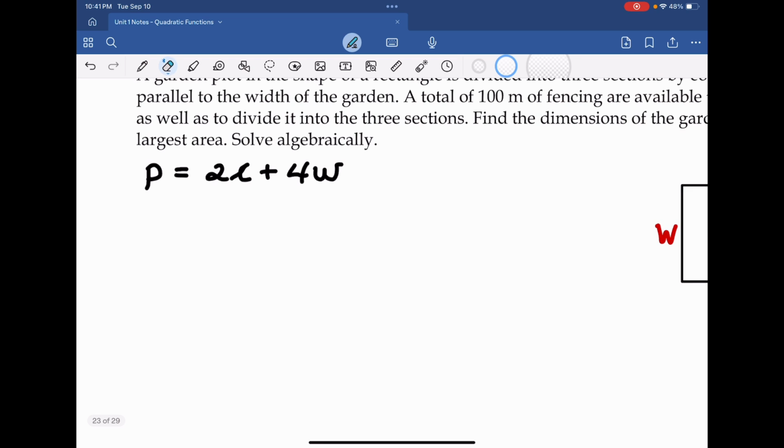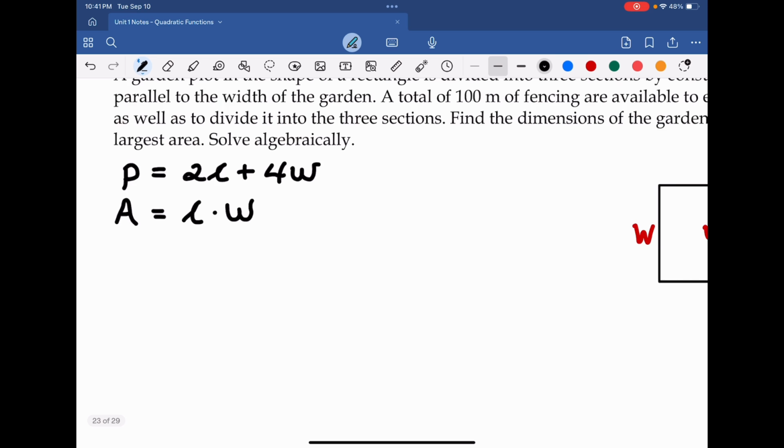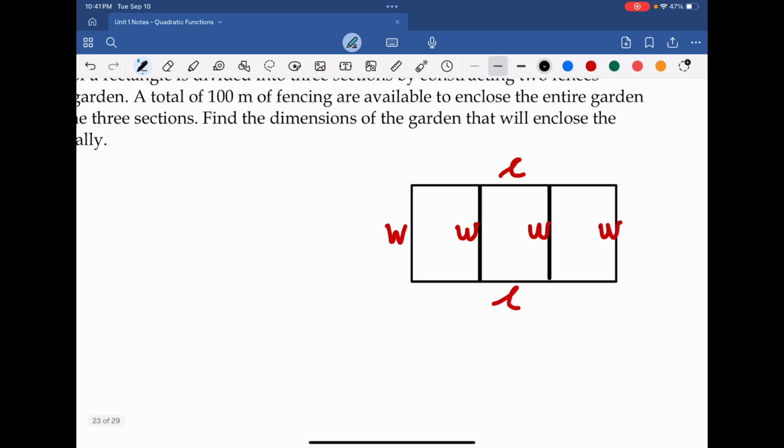Now, the area of this, so we're going to say area is equal to, well, we know it's simply the length times width, because realistically, we want the area of the entire garden plot. So we don't care about the fencing within the middle. We just want to figure out what is this total area that is all being enclosed completely.